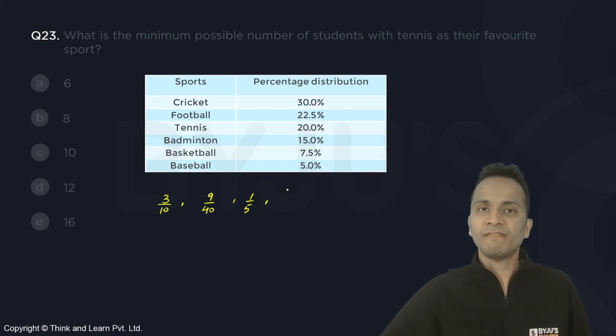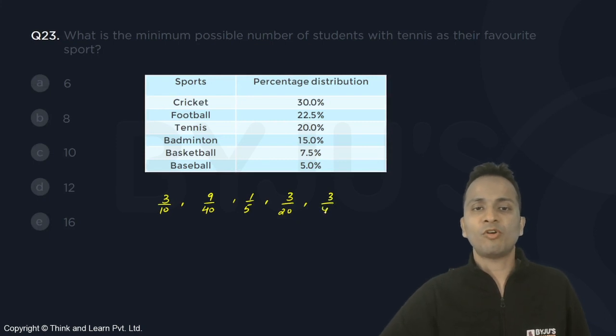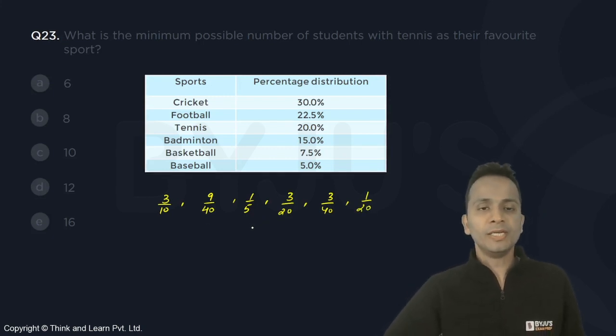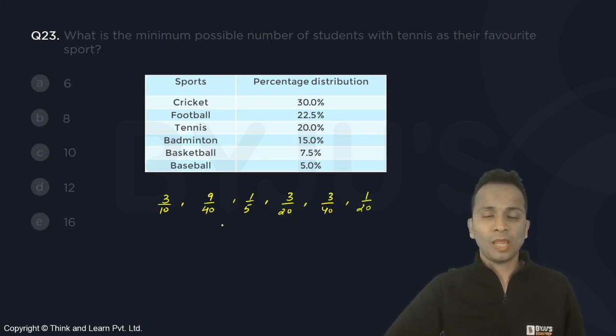Badminton, 15 divided by 100, it will be 3 by 20. Basketball, 7.5 divided by 100, it will be 3 by 40. And finally, baseball, 5%, simple, 1 by 20. Okay, so these are the fractions involved. Okay, now these are the fractions of the total number of students, right?